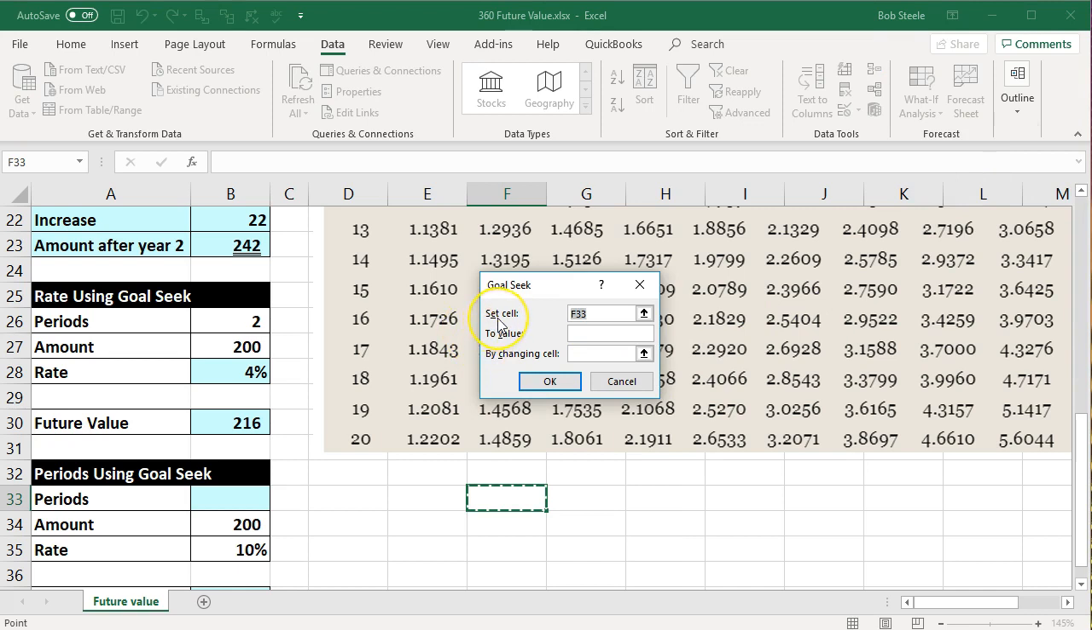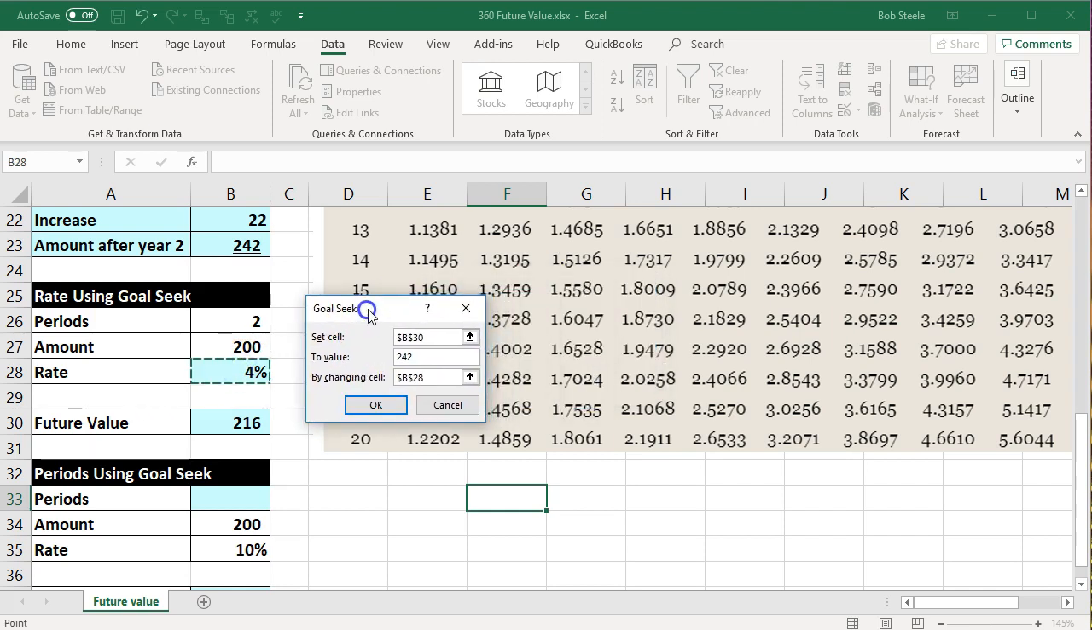We're going to set this cell. So we're going to pick the cell that we want to set. We want to set this cell to be what we know it should be, 242. It should be that 242 by changing the one that we just guessed randomly, the 4%. So let's review this again. We're saying, hey, Excel, please set the cell B30. Please set that cell, that 216, to be what we know it should be, the 242.